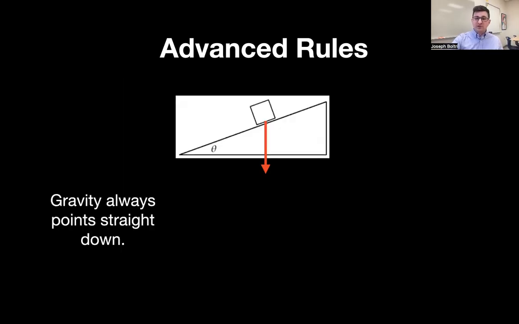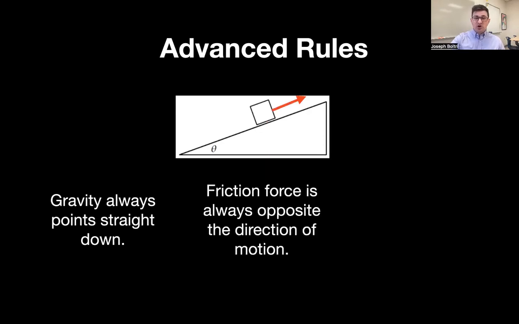So the first force that we can always rely on is gravity pulling straight down. That's going to be true basically in every force diagram that we're going to see in this class anyway. The next force that we can rely on is the force friction, which is always going to be in the opposite direction of motion. So it's kind of confusing because what's the direction of motion for an object that's stationary?